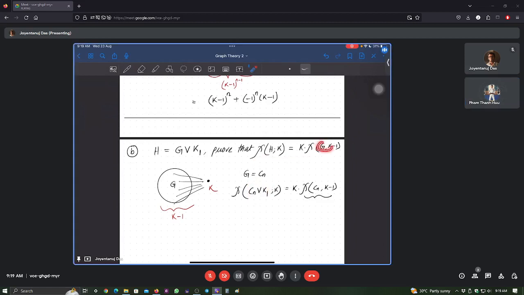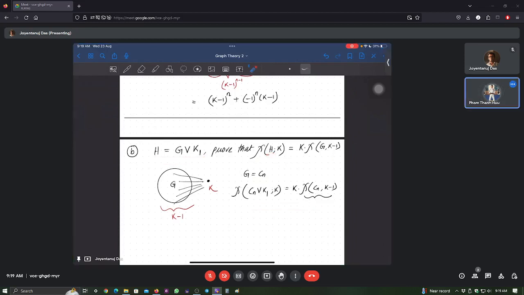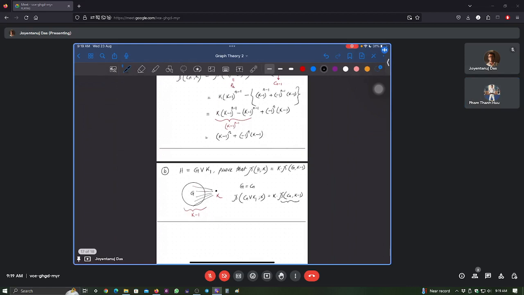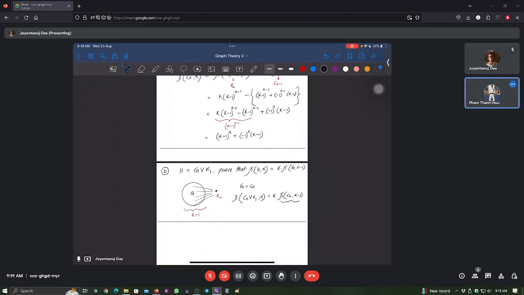If I know the polynomial of G and my graph H can be expressed like this, then it is easy to calculate, right? It is just a special formula, but sometimes it is helpful.